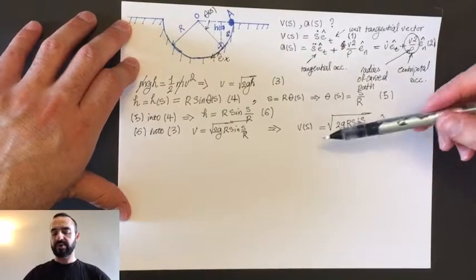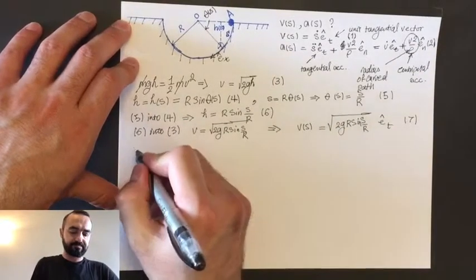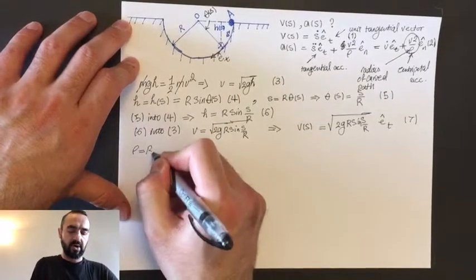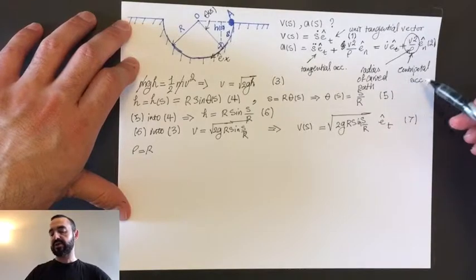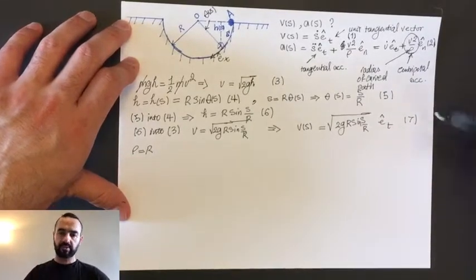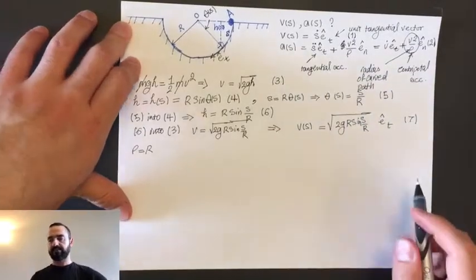Because you've already computed v and you know that rho is equal to r, and it is a constant in this case, so you've already got the centripetal component of acceleration. So what we are looking for is the tangential acceleration, right?